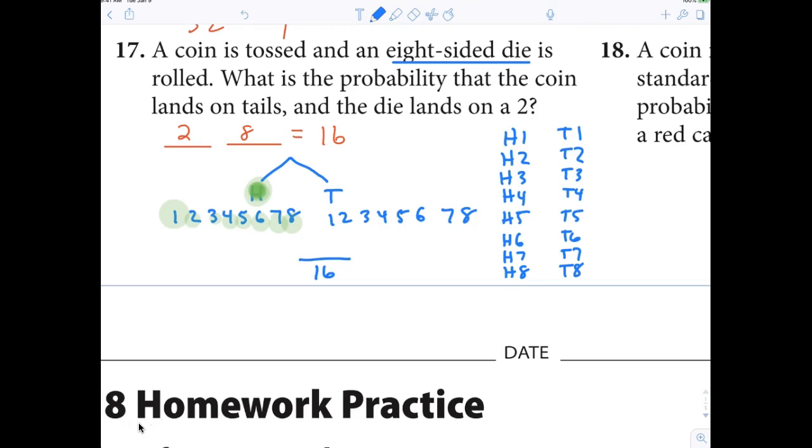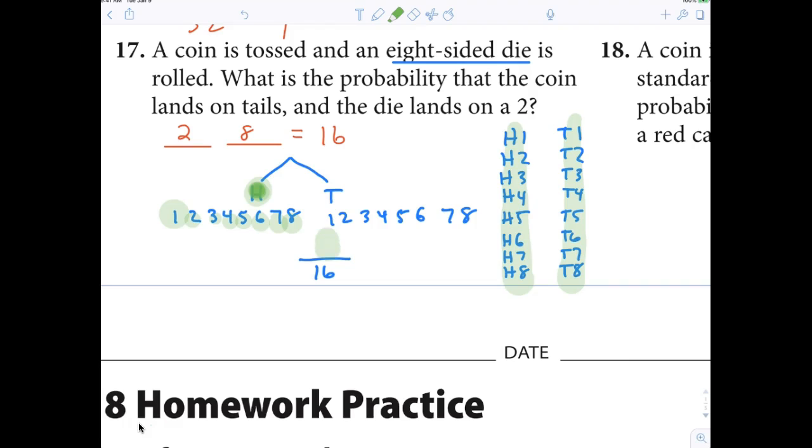There are 16 possibilities, and I'm counting them. 1, 2, 3, 4, 5, 6, 7, 8, 9, 10, 11, 12, 16. You with me? Now, out of those 16, how many of them are a tail and a 2? Show me. What's an H stand for? Heads. I want to know the one that has a tail and a 2. 1. So that's all we're asking.